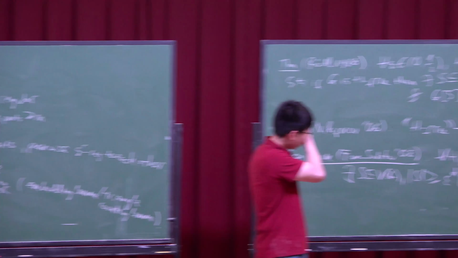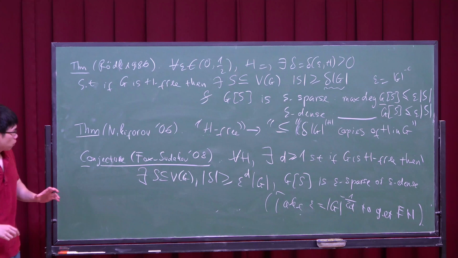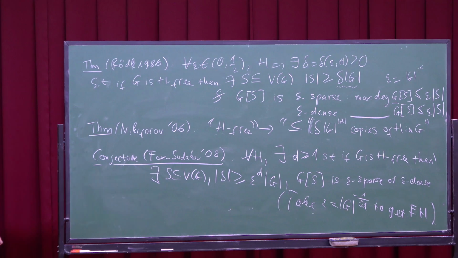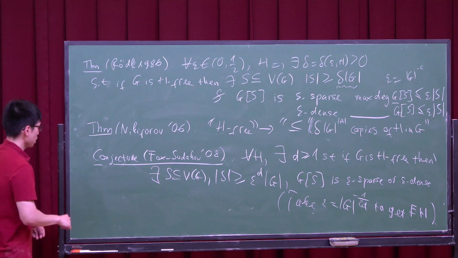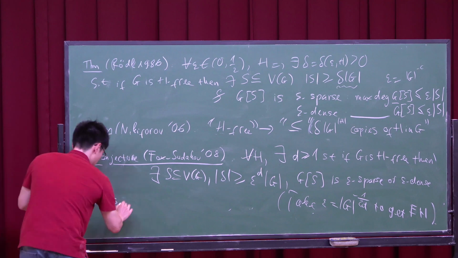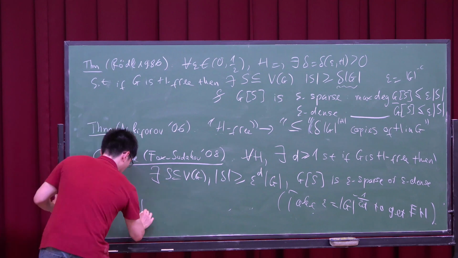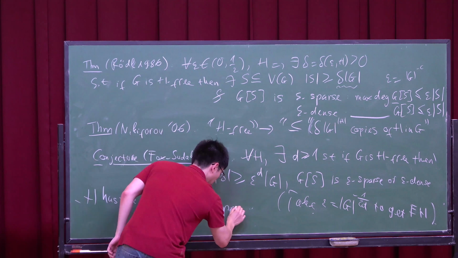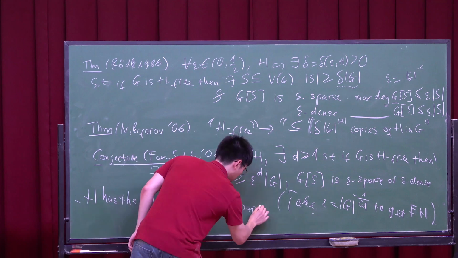So let us go back to this possible conjecture. Is the symbol clear? So let me say H has the polynomial Rödl property if it satisfies this conjecture.